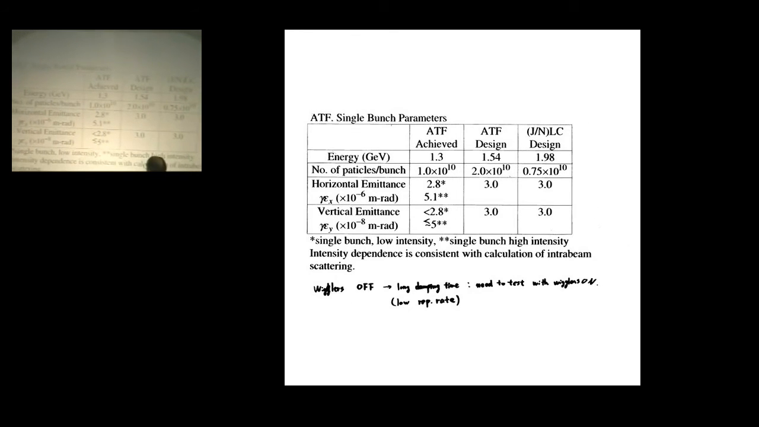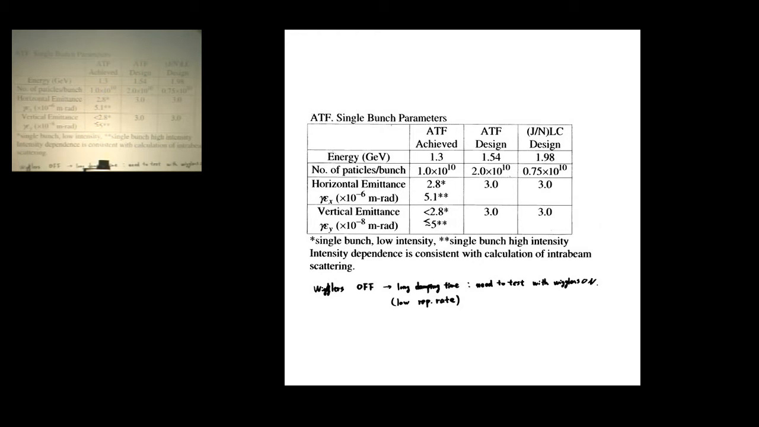Then these are some parameters of the ATF for single bunch operation. The energy is a little lower than the original design and much lower than the actual design. But the particle intensity of the bunch population is a little higher than the JLC design. And if you look at the emittances, at low intensity we achieved the design values.